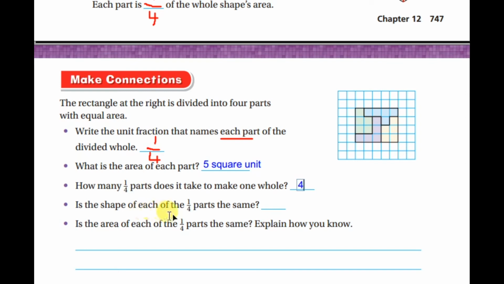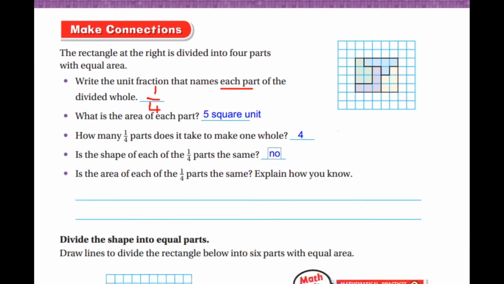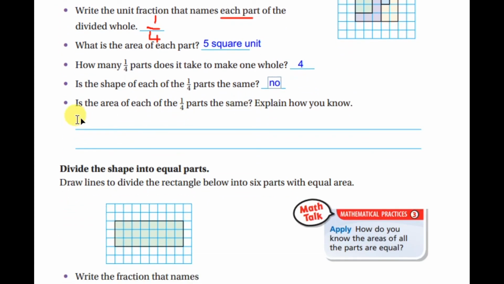Is the shape of each 1/4 part the same? No, they are not the same. They are totally different. The shapes are different, however the areas are the same. Is the area of each fourth part the same? Yes, the same, all equal.